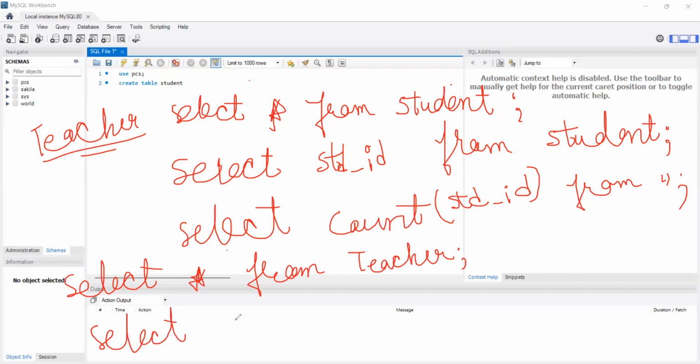Is it right to use total or any other keyword? Sum. Yes, because you add all the things, right? So select sum of salary from teacher.